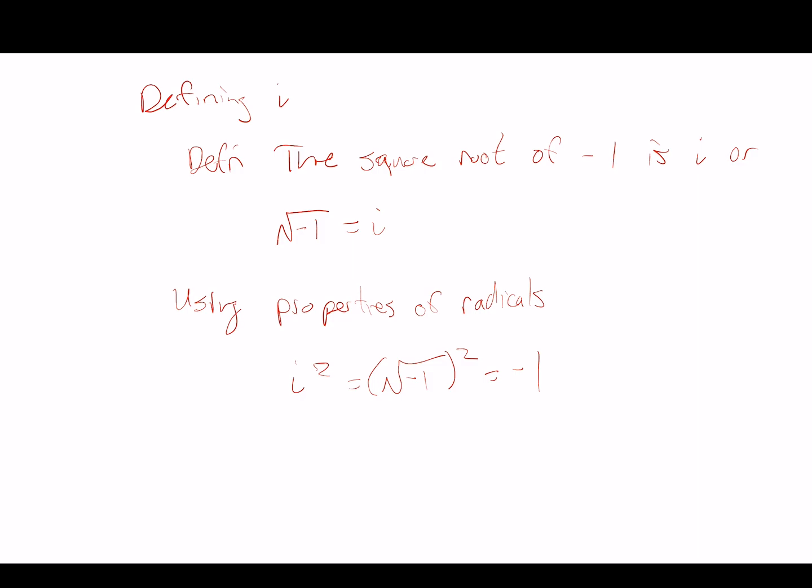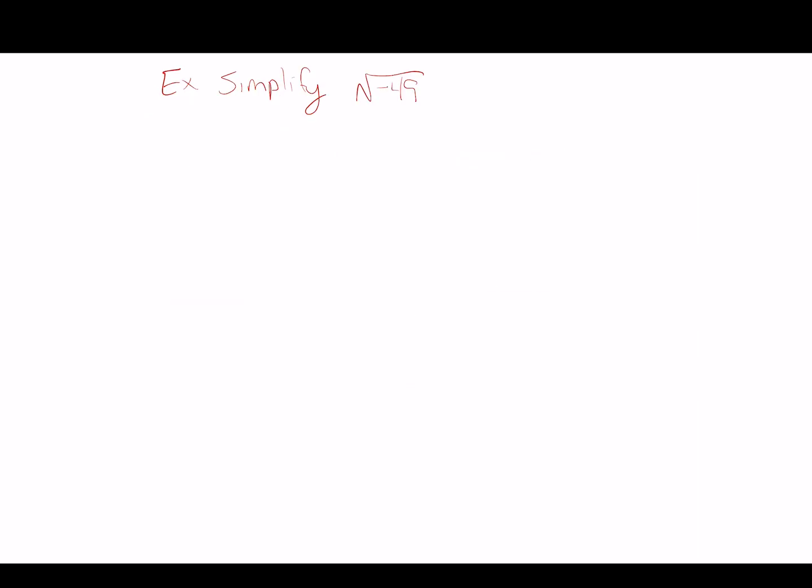Let's do an example. In this example, we want to simplify the square root of negative 49. Well, we can rewrite the square root of negative 49 as the square root of 49 times negative 1. Then we can separate that as two separate radicals, the square root of 49 times the square root of negative 1. And what does that give us? Well, the square root of 49 is 7, and the square root of negative 1 is equal to i. So the square root of negative 49 is equal to 7i.